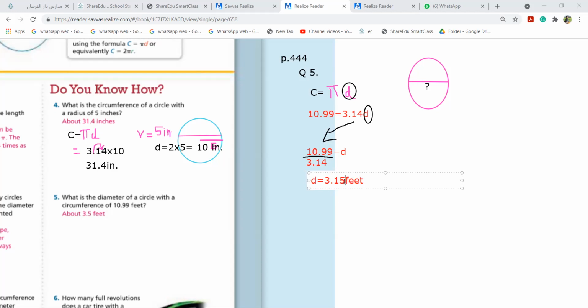So it's just like algebra, girls. Sometimes they will give you C and sometimes they will give you D. If they give you C, find D. If they give you D, find C. We will divide the circumference by the pi value, that is 3.14, to get the diameter.